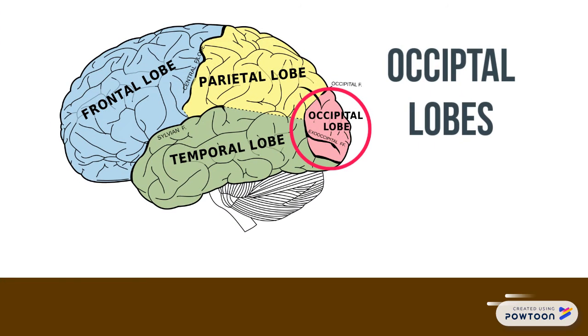The occipital lobes process visual information and are important in the function of recognizing what is being seen.